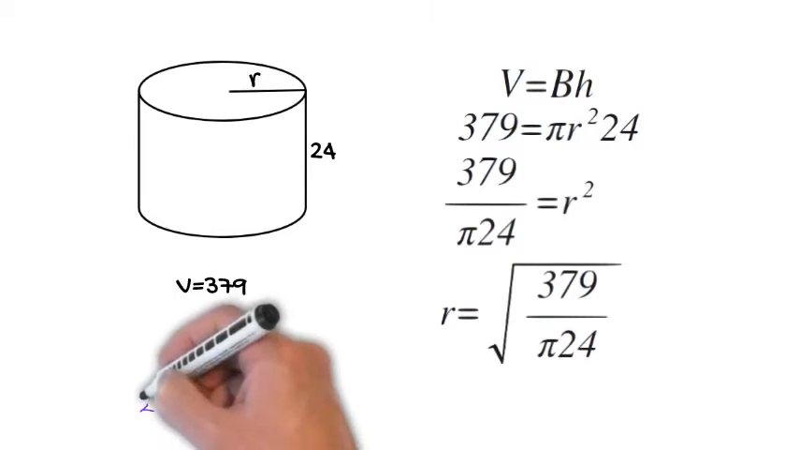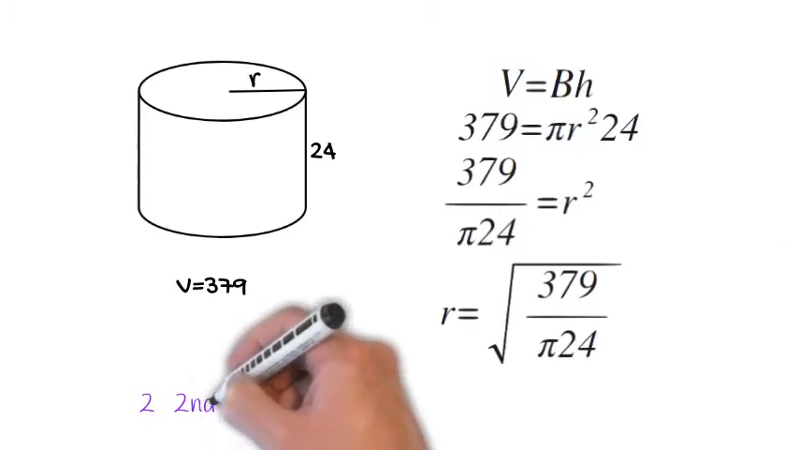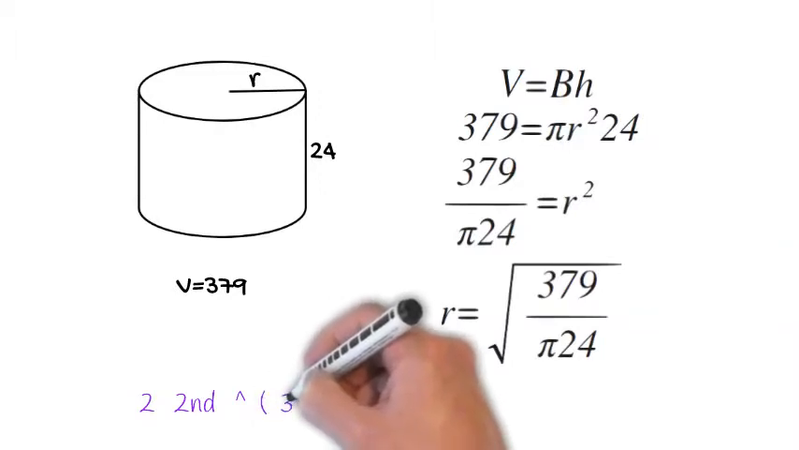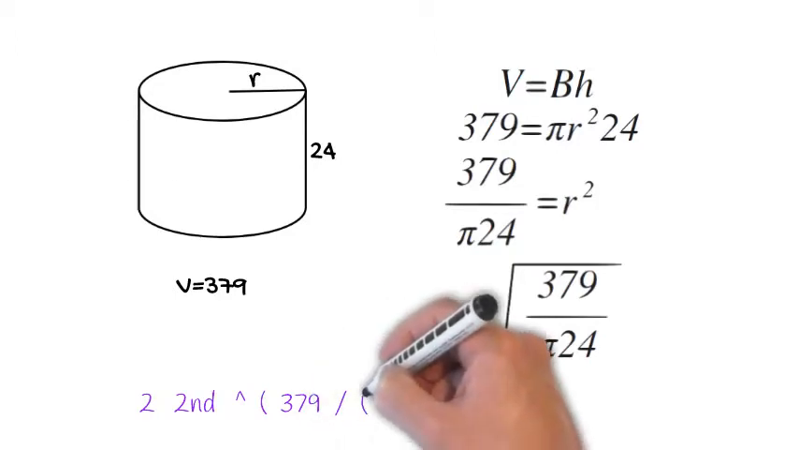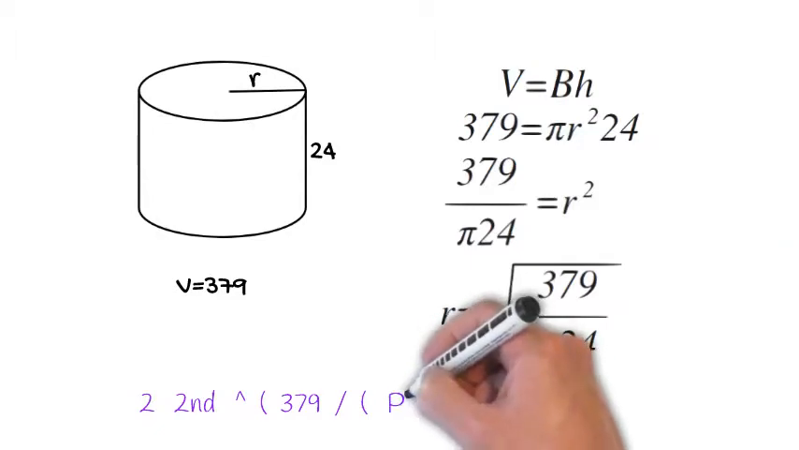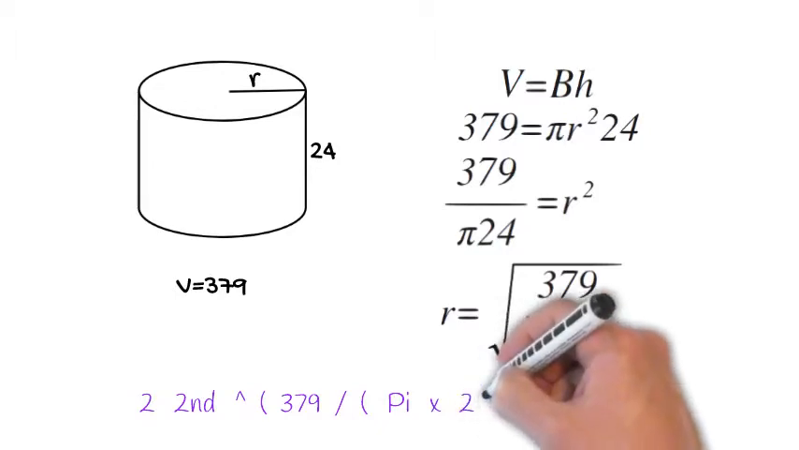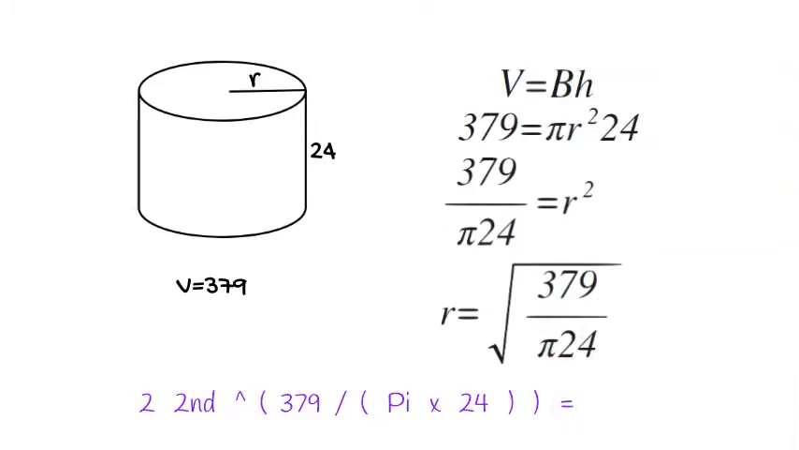Well, how do we enter that into a calculator? The way we do that is we push the number 2 because we're taking a square root, second because we want the inverse, the power button, which is the caret, open parenthesis because we want to take the square root of everything that's inside there, and then 379 divided by open parenthesis because we need to divide it by the whole denominator, pi times 24, close parenthesis to close the denominator, and then a second close parenthesis to close the square root, and then an equal button to get the answer.